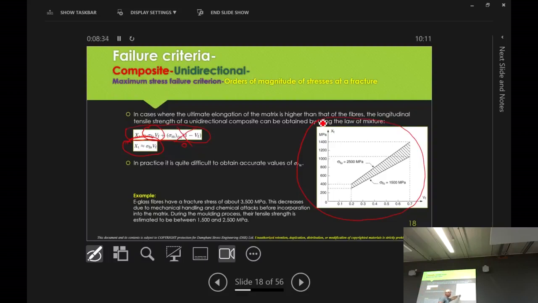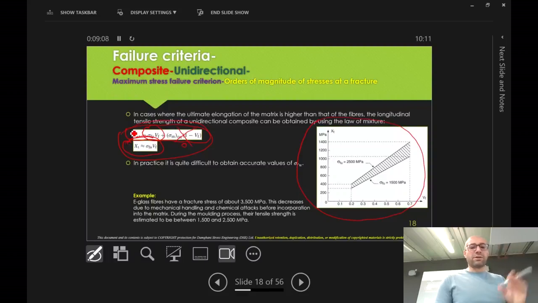It falls between the lower bound and upper bounds. But if you wanted to know the exact value, you need to do the test, because during the manufacture of the laminate, the handling, the chemical attacks, and all of that, even before the whole thing is assembled, could influence this value. So this rule of mixture will give you an approximate figure, which is good enough if you don't know a value and want to have some idea, but by no means should you use it for design activity.